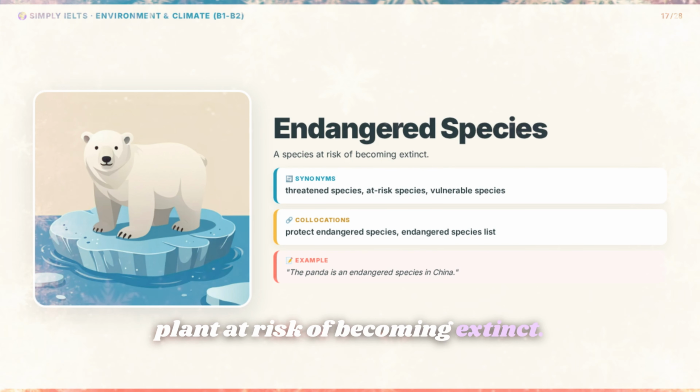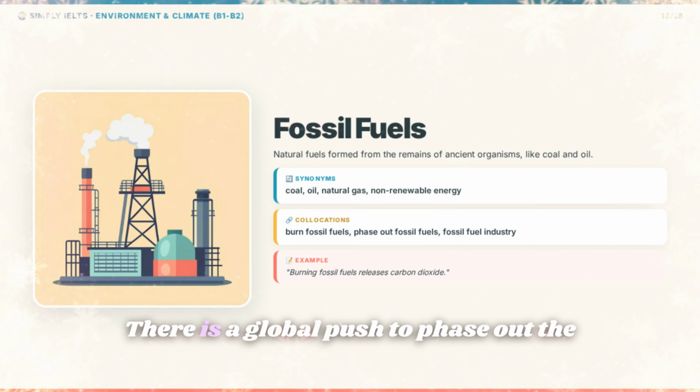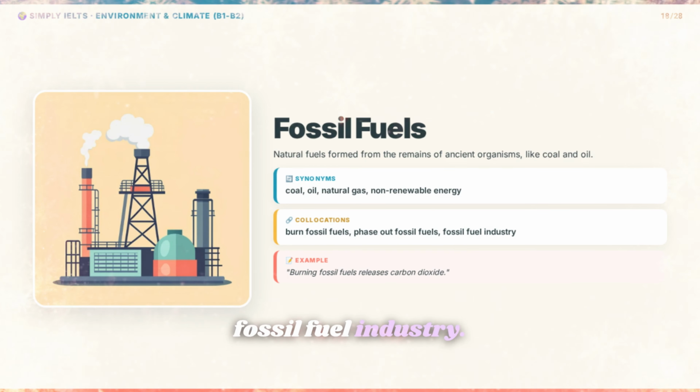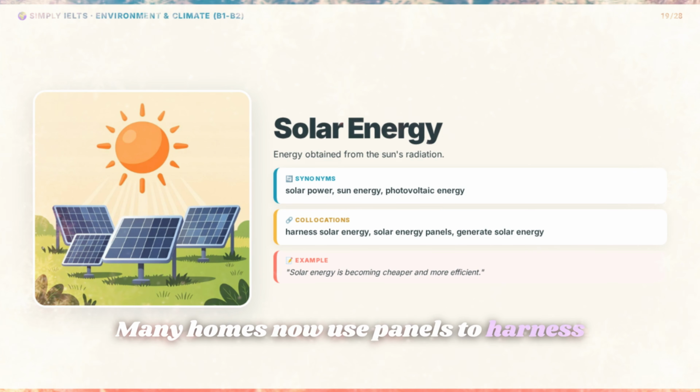Fossil fuels are natural energy sources formed from the remains of ancient organisms, such as coal and oil. There is a global push to phase out the fossil fuel industry. Solar energy is power obtained from the sun's radiation. It is often referred to as solar power or photovoltaic energy. Many homes now use panels to harness solar energy.